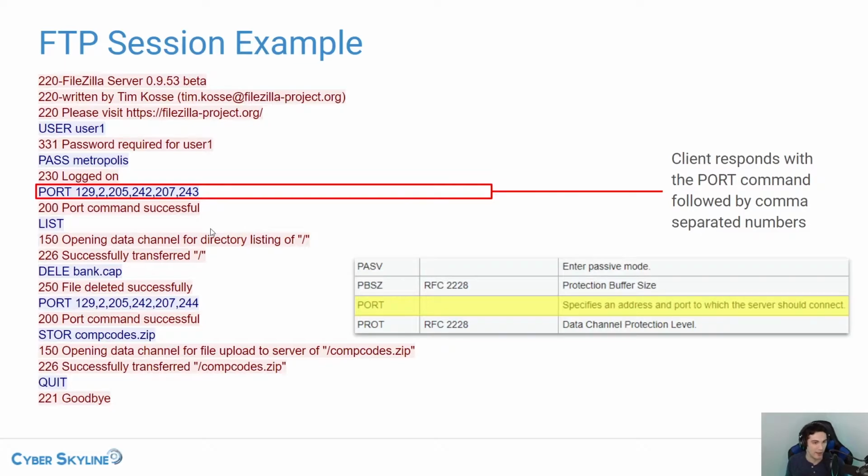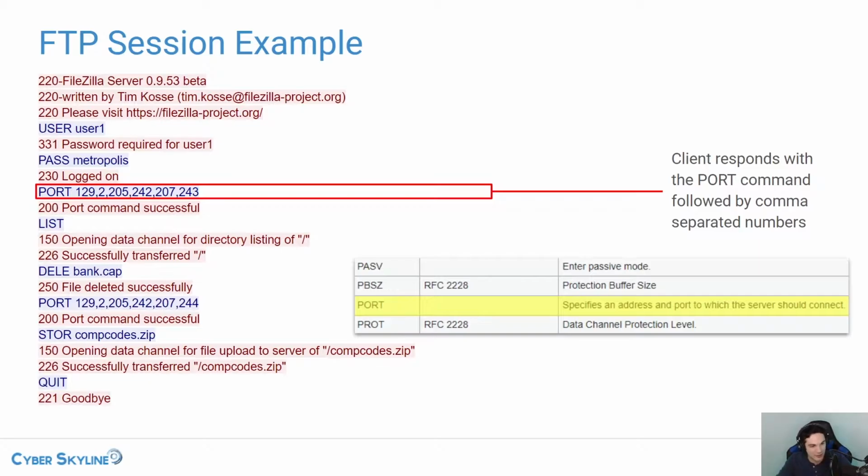We see a PORT command, and when you read the description here, it says it specifies an address and port to which the server should connect. Okay, I thought we were already connected. What does that mean, right? If we're already sending this information, shouldn't we already be connected? Why is there a separate address and port? So this is a good time to do a little bit more Googling.